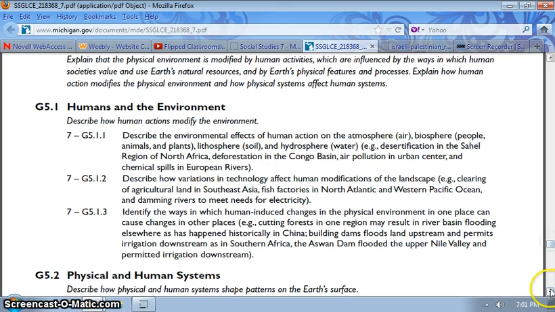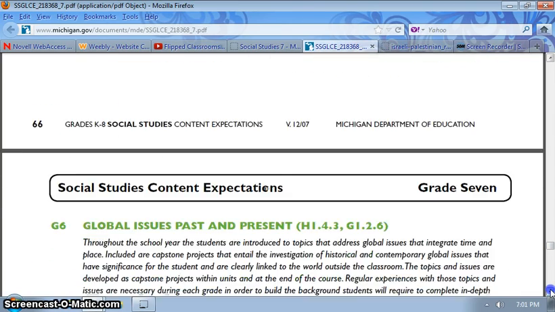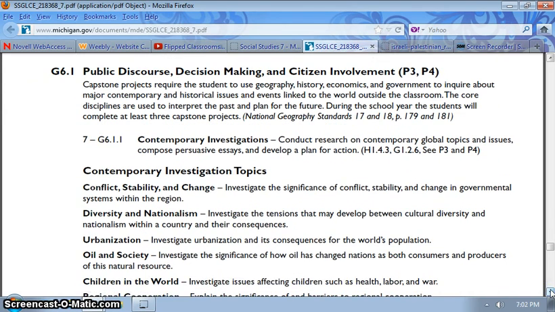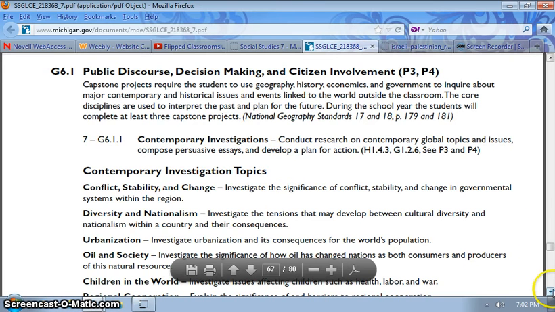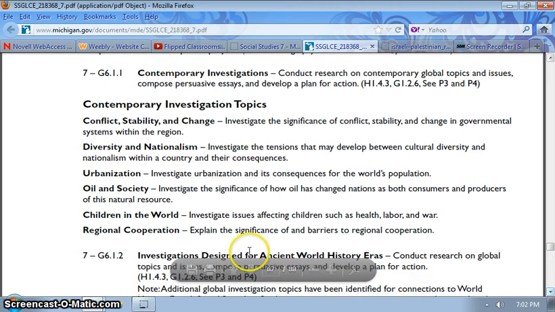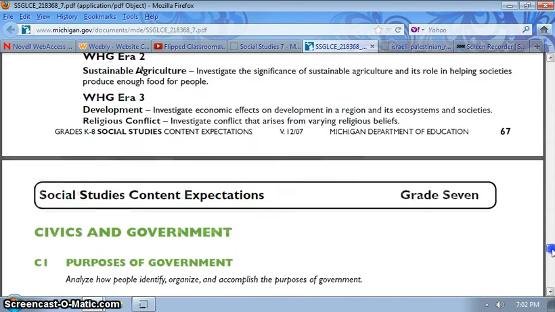This also satisfies a capstone project requirement that students do in 7th grade. They are required to use geographical knowledge, history, economics, and government to investigate various current topics. And so this one, of course, satisfies the regional cooperation theme. Explain the significance of and barriers to regional cooperation.